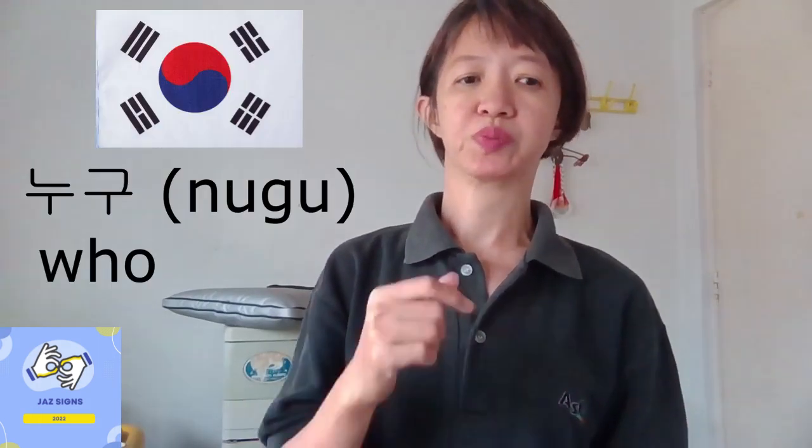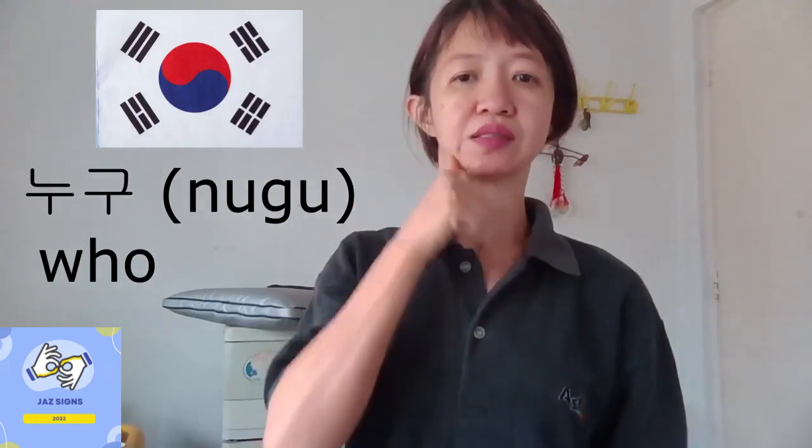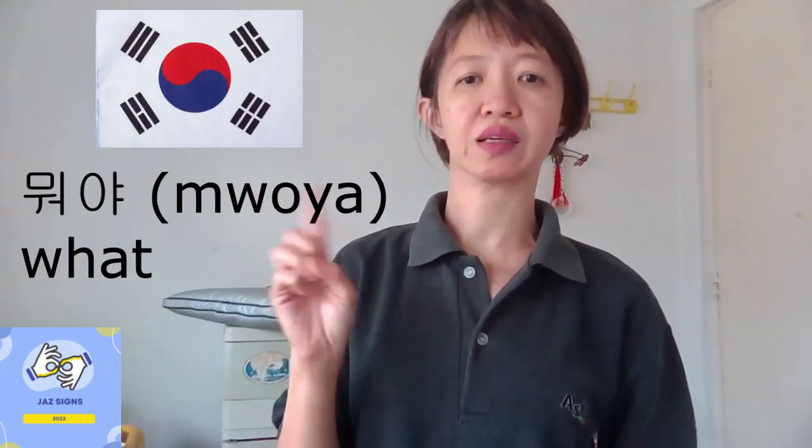Then let's start with the 5WH. Who is ASL. And then this is the older version, who. It's the same. For Korean, it's nugu. To sign it, this is nugu. Next is what in ASL. For Korean, it's mwoya.